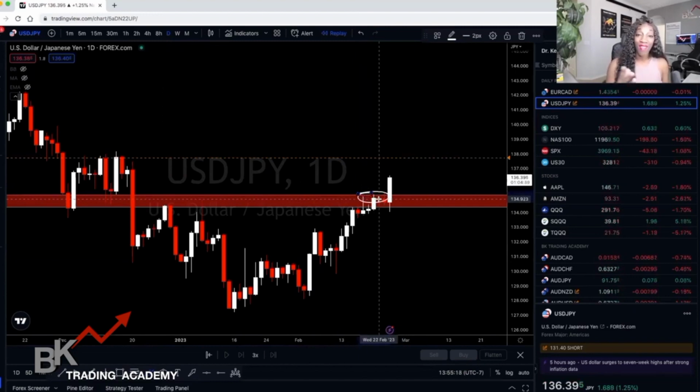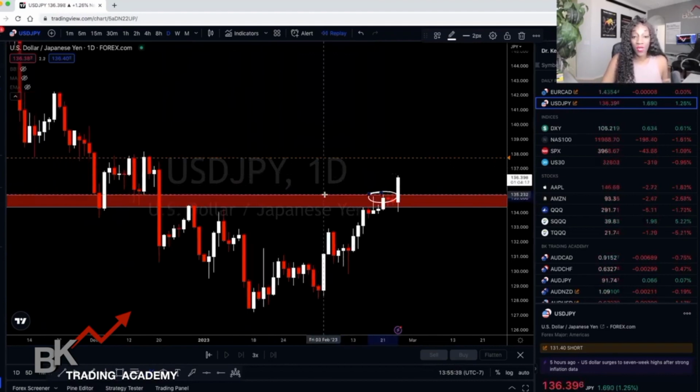Another hint that could have helped us to understand what was going on is paying attention to fundamentals. So there's several economic data reports that also impacted this price action, which told us that, you know what, we might have a sell-off, or we might have some type of long opportunity depending on economic data that strengthens the dollar. So those are things you can pay attention to as well.